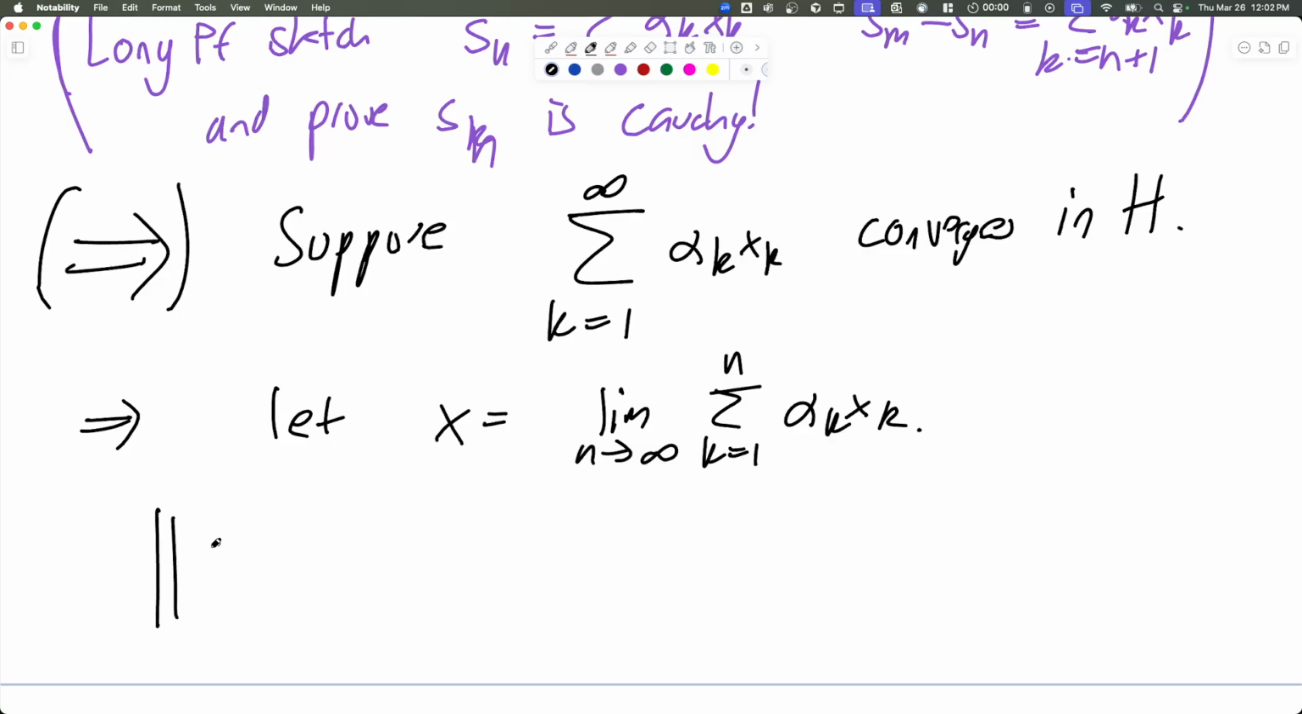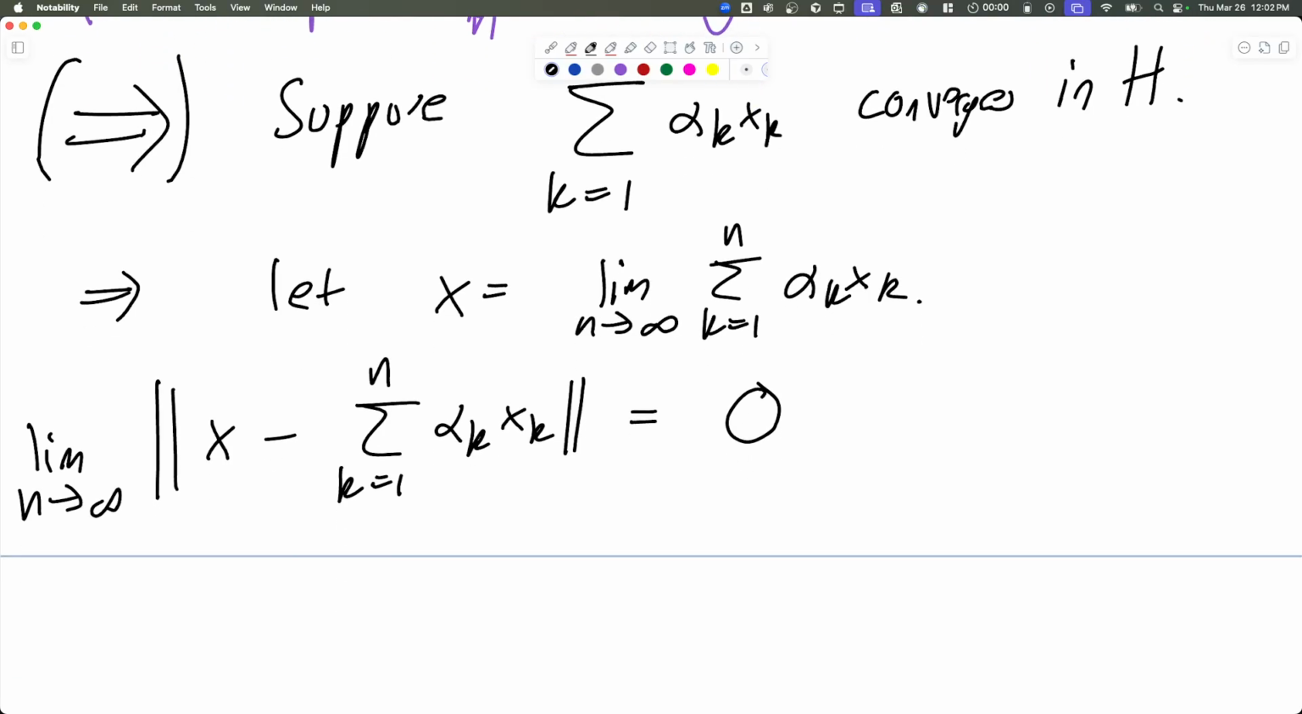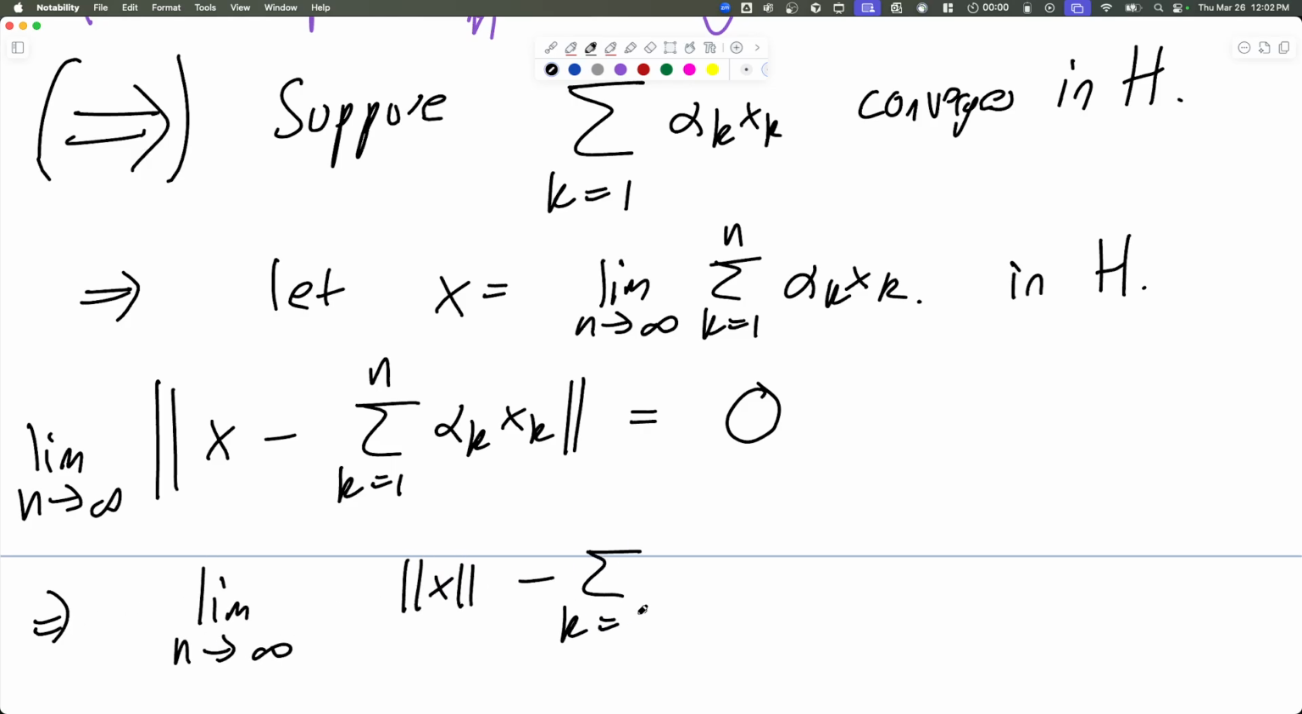Then we know that the limit of the norm of x minus the sum from k equals 1 to n of alpha k xk is 0. That's what it means to converge in norm. This is all in H, which means the norms are going to 0. But this thing we had a formula for. That was the Bessel equality. So this is the limit as n goes to infinity of the norm squared of x minus the sum from k equals 1 to n of alpha k squared, which equals 0.